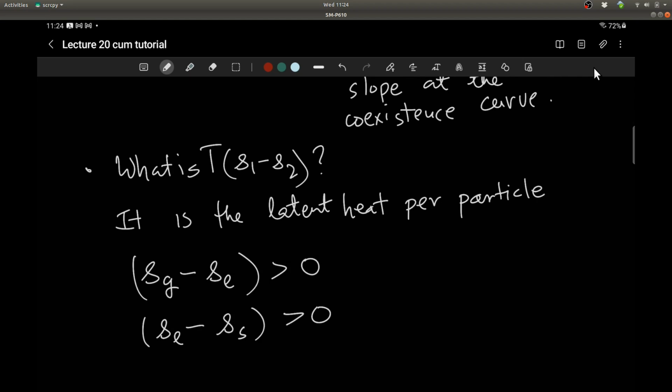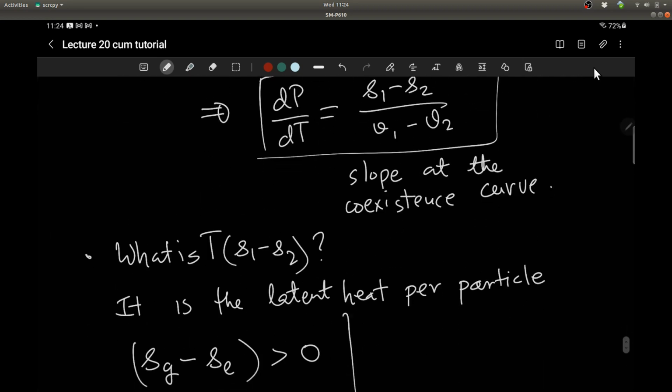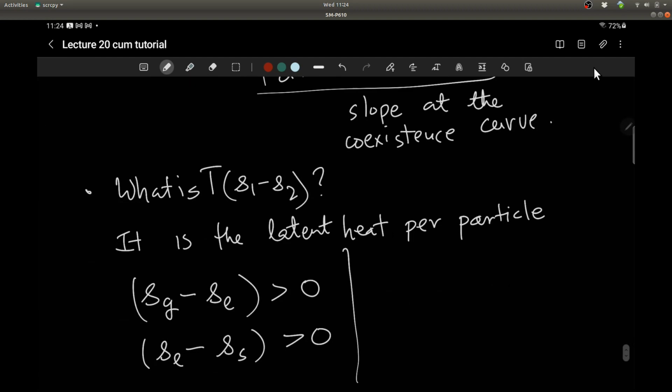Is that clear? So I'm fixing the signs now. What about the denominator? I want to work out the sign of the slope. Okay, so Vg minus VL, is it greater than 0 or less than 0? Let's ask a slightly different question. Which has higher density, liquid or gas? Liquid. So Vg is the inverse of the density, so it will be the opposite, right? So Vg will be greater than VL.